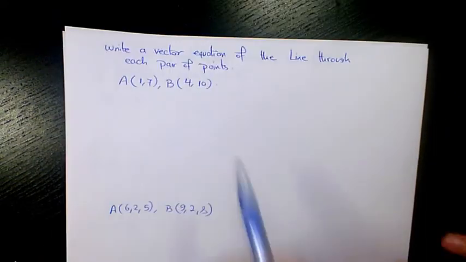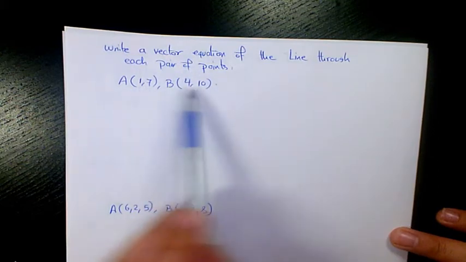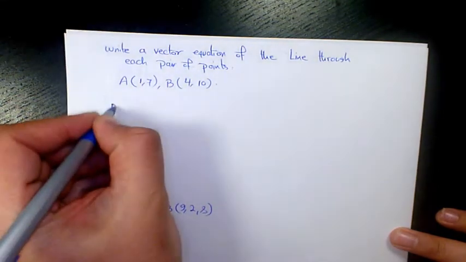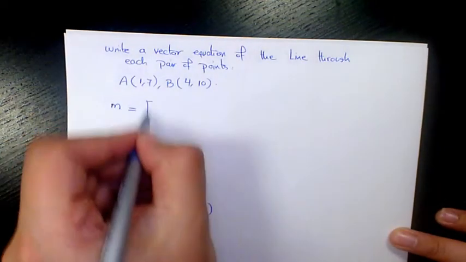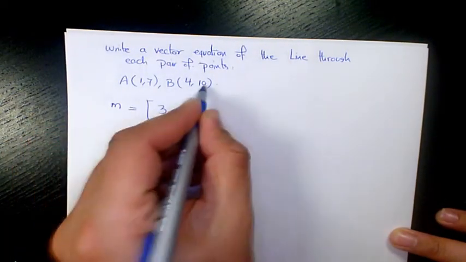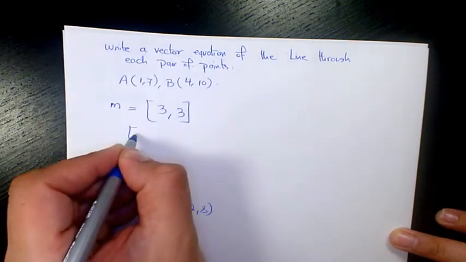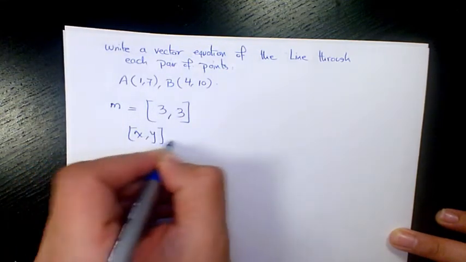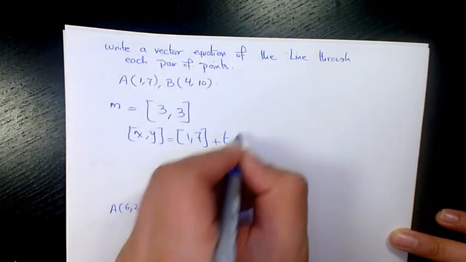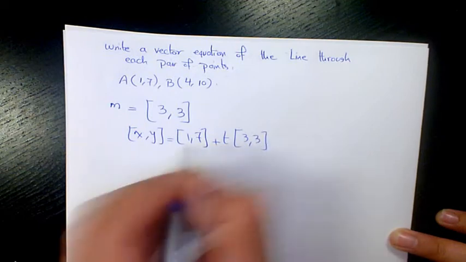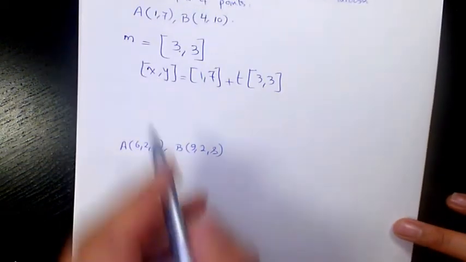This example says write a vector equation of the line through each pair of points. So we are dealing with 2 points. We need to find the slope first. It's going to be 4 minus 1, 3, and 10 minus 7, 3 as well. So we can say (x, y) = (1, 7). It doesn't matter which point you select, both of them would be correct. Plus t times the slope, which is (3, 3). We do the same thing here.